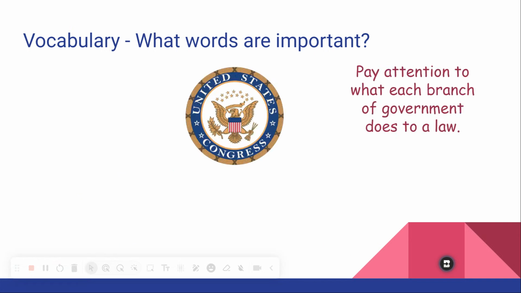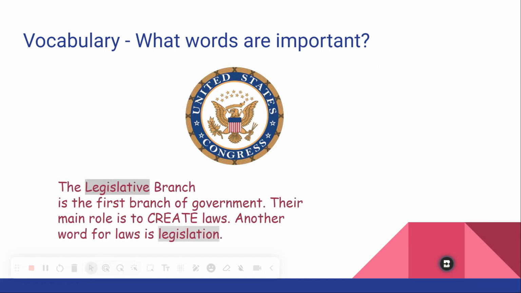So the first branch is the legislative branch, and the legislative branch is the one that creates laws. Another word for laws is legislation. So as long as you know that legislation is another word for law, and Congress makes the laws, then you know that legislative and legislation have to deal with Congress. In the game, most of the time you are in Congress creating laws, right? You are adding clauses and things like that.